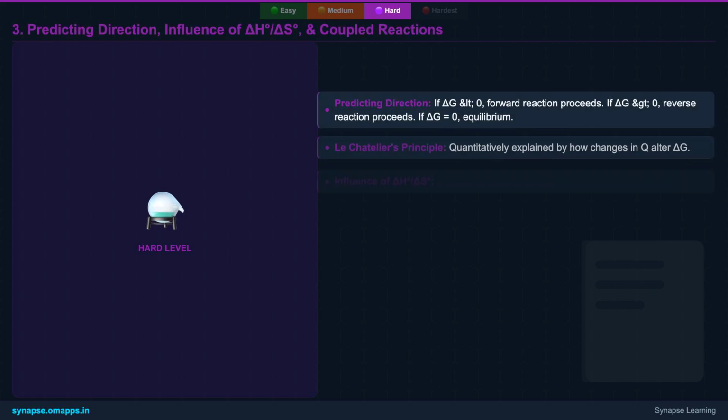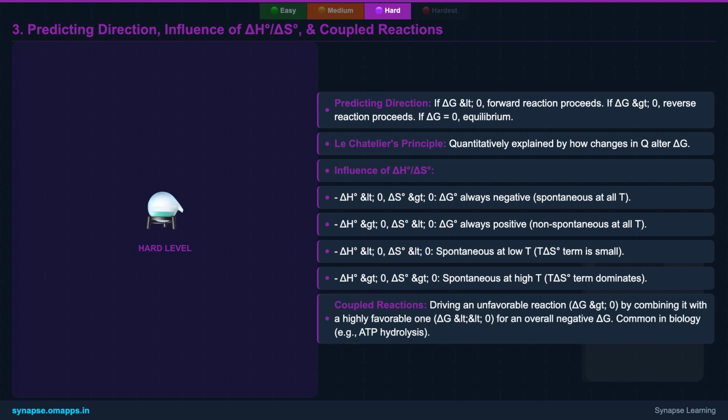Predicting the direction of a reaction relies on comparing ΔG with 0. If ΔG is negative, the forward reaction proceeds spontaneously. If positive, the reverse reaction is spontaneous. And if 0, the system is at equilibrium. This quantitative approach underpins Le Chatelier's principle. Any change in concentration or pressure alters Q, which in turn changes ΔG, pushing the system to re-establish equilibrium.